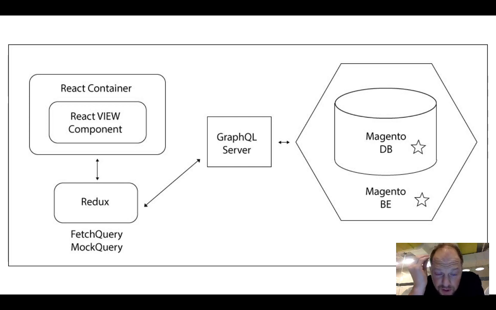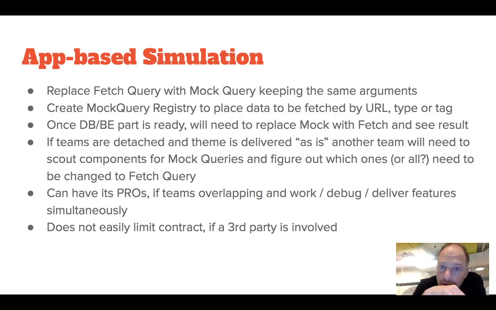The next step is that we create a mock query registry, and instead of placing hard-coded data on the GraphQL server, we place it there. The good thing is that all the arguments, whatever you expect to fetch in a normal fetch query, you do the same in the mock query, and then when you expect another team to finish their GraphQL implementation, you just change mock to fetch.